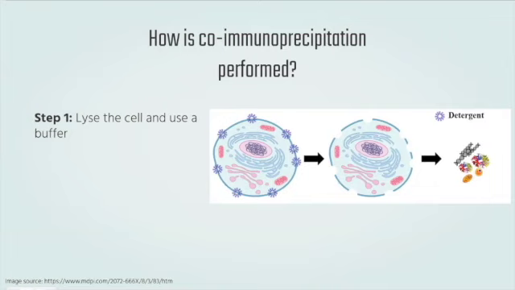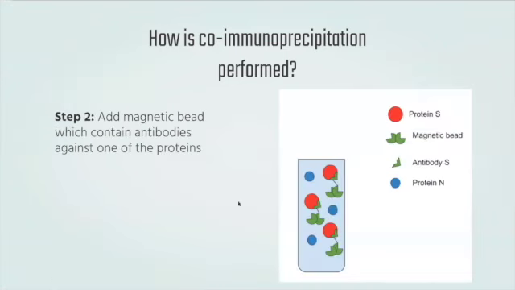The first step is to lyse the cell in order to gain access to the proteins and use a buffer. The second step is to add magnetic beads that are linked to antibodies against one of the proteins. There are other substrates to which the antibody could be bound and other methods to separate the proteins. But for our sake, we are going to go with the example of magnetic beads.